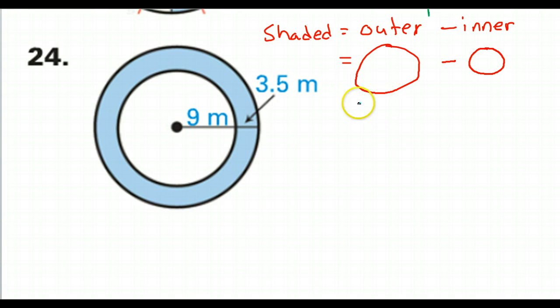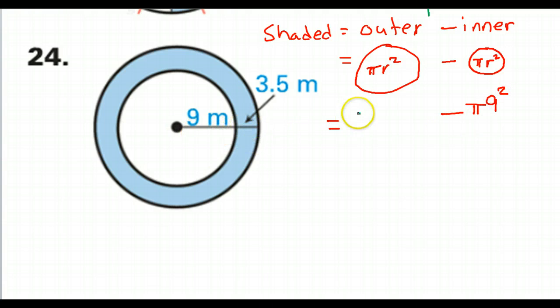Okay, so let's see. In both cases we're going to do pi r squared, right? Because they are both circles. For the small circle, the radius is right there. It's 9. So that is pi times 9 squared.